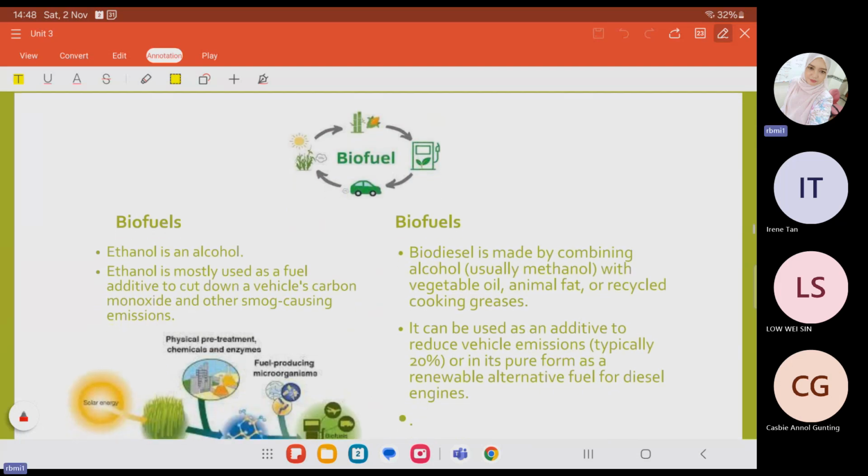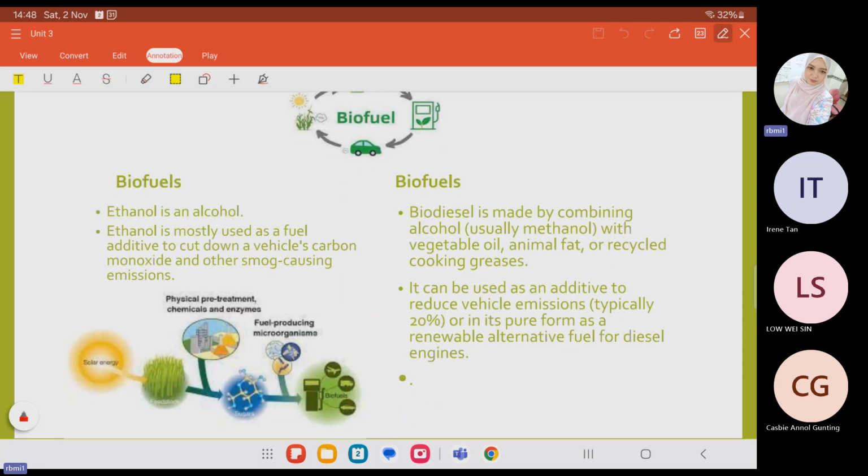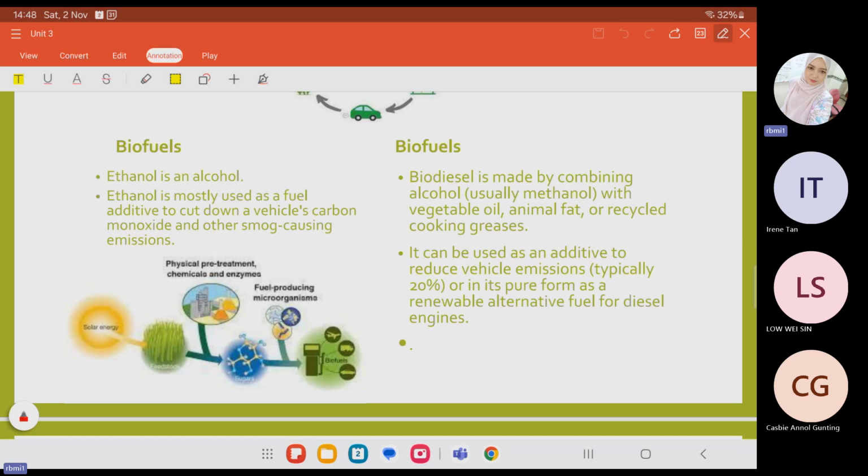Okay, so here we have the circle for the biofuels. From the usage, ethanol is an alcohol and mostly used as a fuel additive to cut down a vehicle's carbon monoxide and other smoke-causing emissions, as you can see here. How do we get biofuels from solar energy and then from the crops, from the sugar or starch? From the process we can get the biofuels.